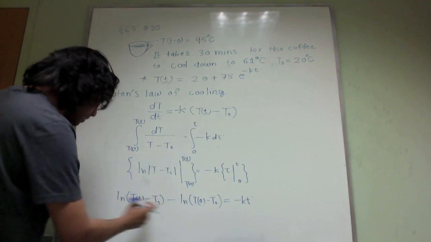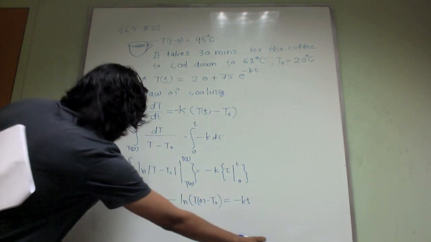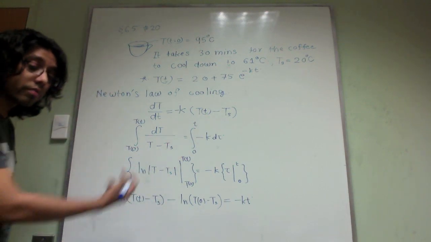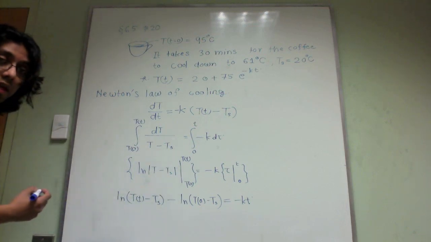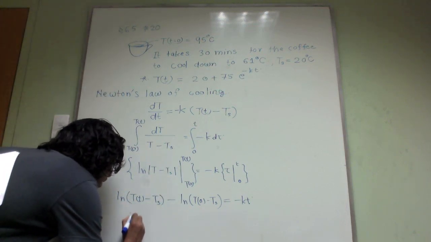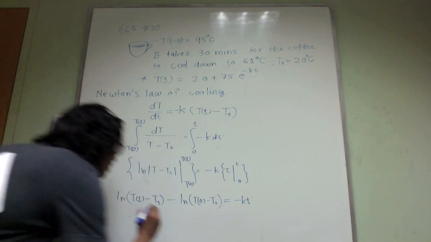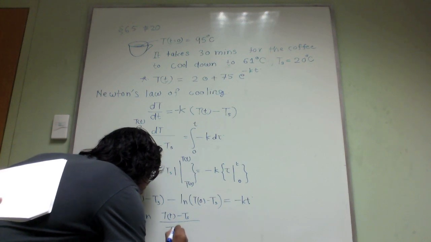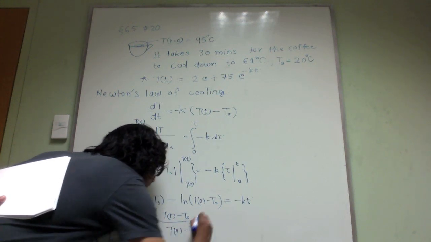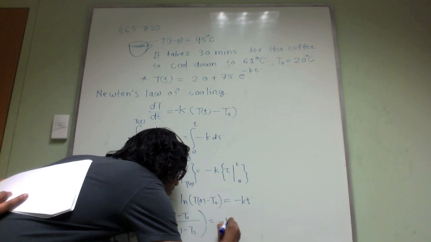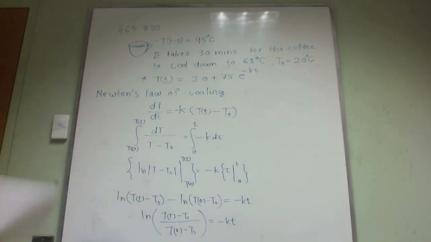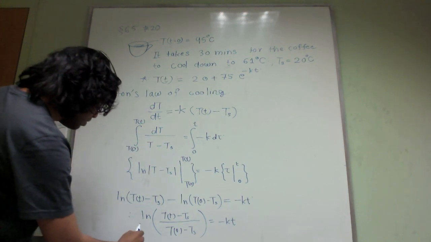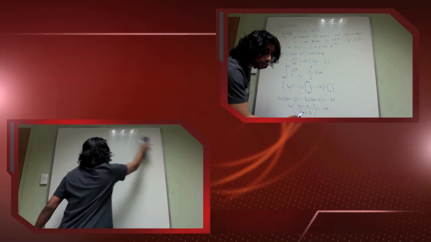Now look at this. This thing is natural log of A minus natural log of B. We know that this is the natural log of A divided by B, the ratio of these things. So let us write down: you have natural log of (T(t) minus Ts) divided by (T0 minus Ts) is equal to minus kt. Now we can exponentiate both these sides.